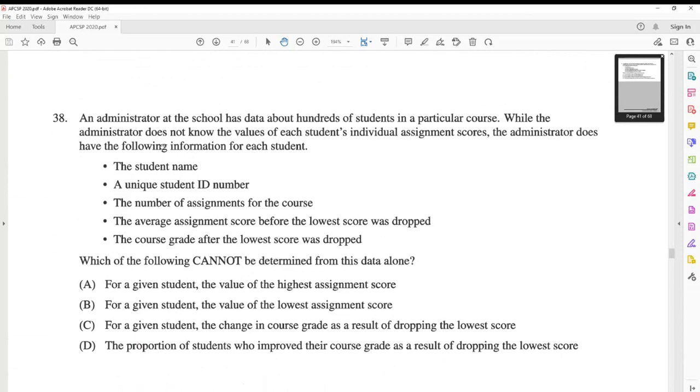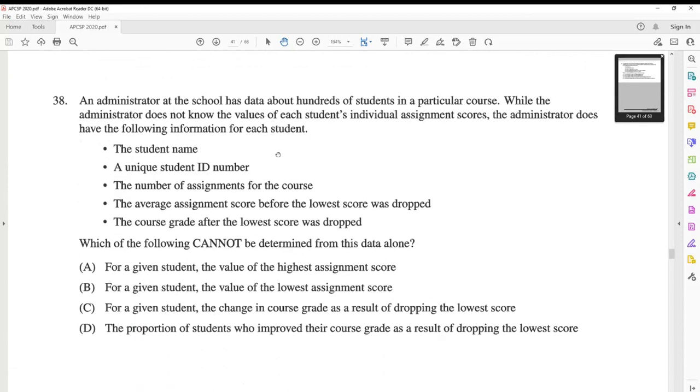38, okay, we have some data, which cannot be determined from the data above. Okay, this one's the data. So you try to see which one cannot be inferred from here. For a given student, the value of the highest assignment score, the student name, the number of assignments, the average before the lowest score being dropped, the grade after the lowest score. So here is the number of assignments. Okay, every score. Okay, let's see.